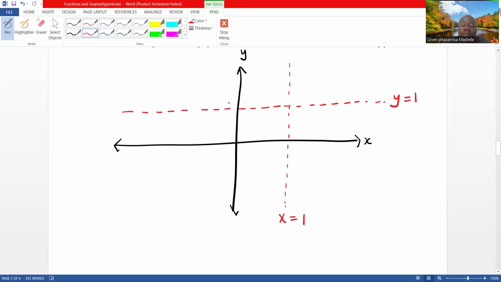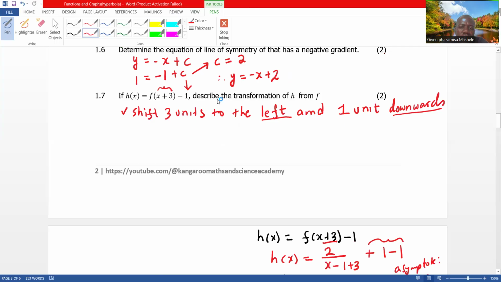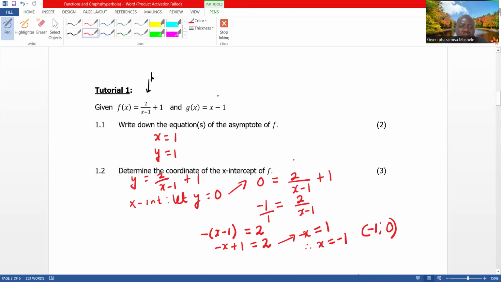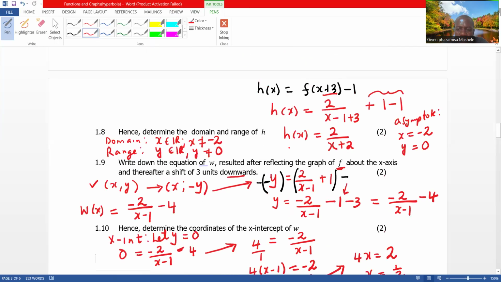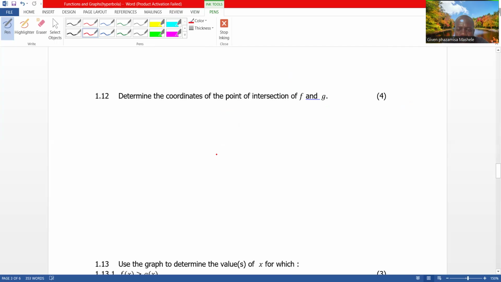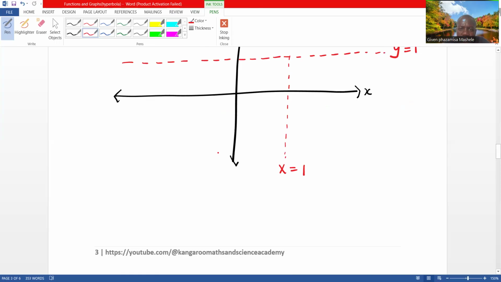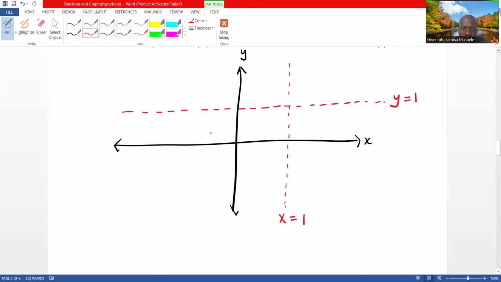The x-intercept for f, if I'm not mistaken, we got -1 and 0. Yes, -1 and 0 is the x-intercept. And the y-intercept is 0 and -1. So with the x-intercept, -1 and 0, we can just place it somewhere here. And the y-intercept, this will be 0 and -1. So which means the graph must pass here.